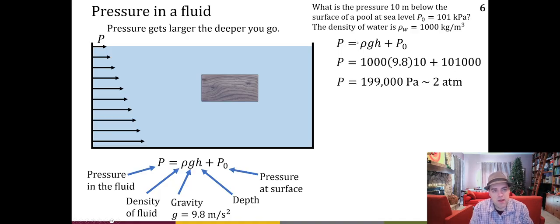Now we multiply and add those together, and we get 199,000 pascals, which turns out to be around 2 atmospheres. So if the atmospheric pressure is around 100,000 pascals, and this is around 200,000 pascals, this is around 2 atmospheres. What's neat is every 10 meters down you go, you increase your pressure by 1 atmosphere. So if you go down 20 meters, now you're at 3 atmospheres, 50 meters, now you're at 6 atmospheres, and so on. For reference, 10 meters is around 33 feet.